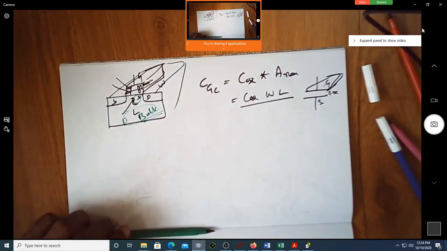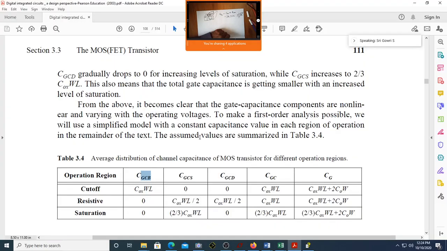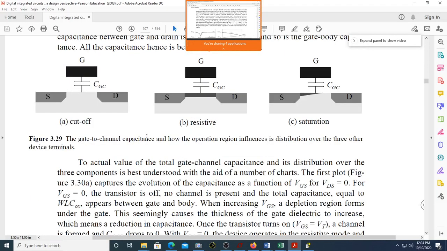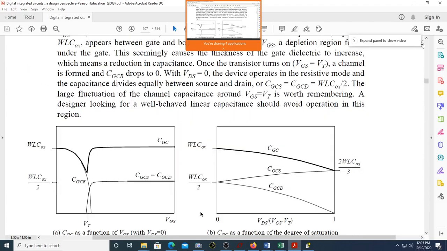Fine. Next, whenever a channel gets formed, now the channel gets formed. Now, do you have the gate to bulk capacitance? Because now bulk is not visible to this. Now bulk is not connected because you have a channel. So there is no CGCB now. CGCB will be 0 once the MOSFET turns on, because bulk is not connected. Correct? So if you can see this graph, can you see this graph here?